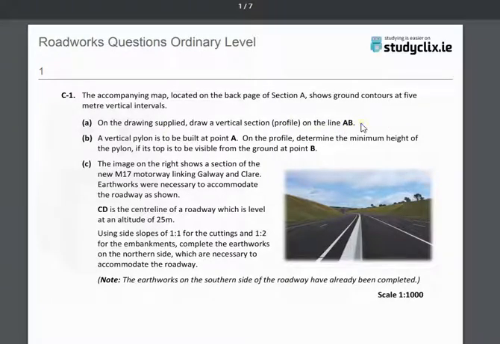So that's straightforward. Next part here is, a vertical pylon is built at point A. On the profile, determine the minimum height of the pylon if the top is to be visible from the ground at point B. So very similar to what we've done already.